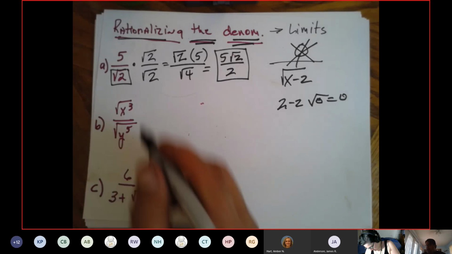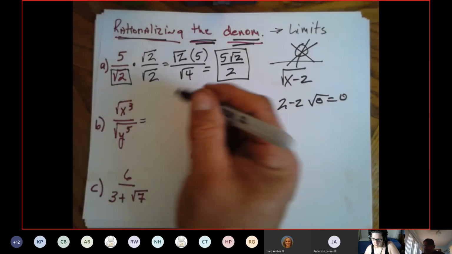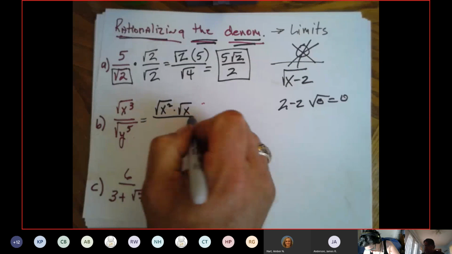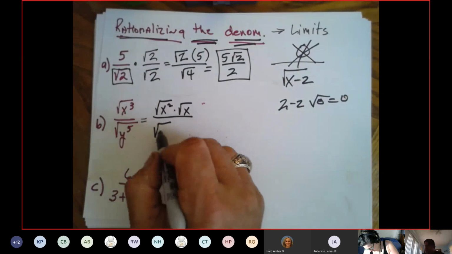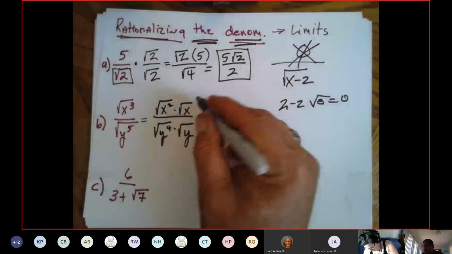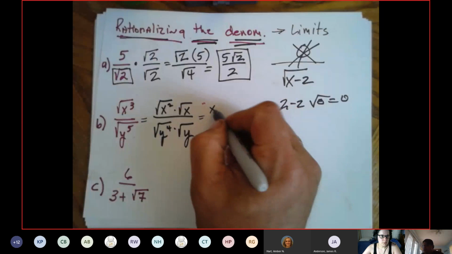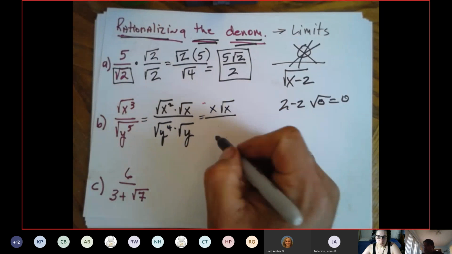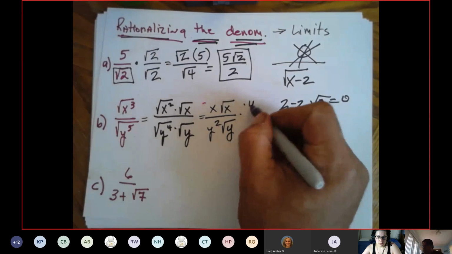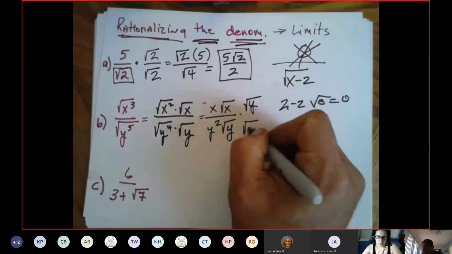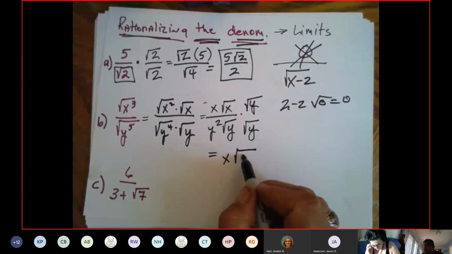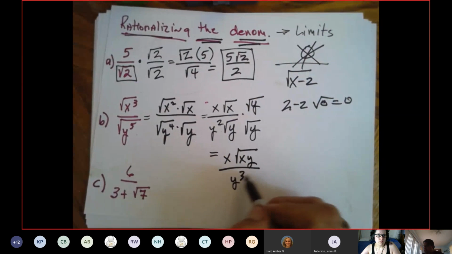All right, this one, I'm going to break this up into the square root of x squared times the square root of x over the square root of y to the 4th times the square root of y. And of course, that's going to give me x square root of x over y squared square root of y. And then I'm going to multiply by the square root of y over the square root of y. And that's going to give me x square root of xy over y to the 3rd.